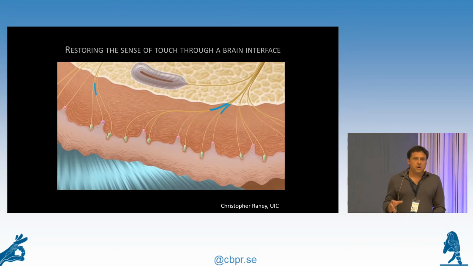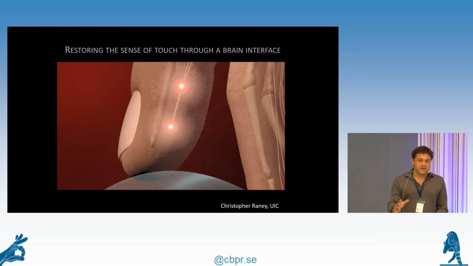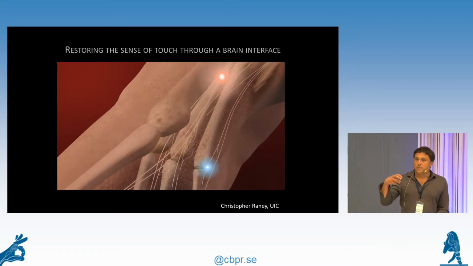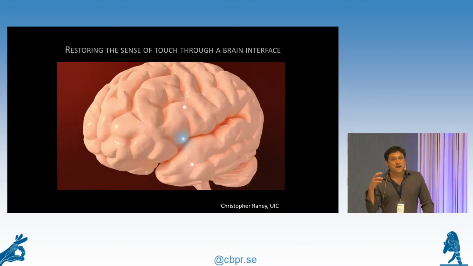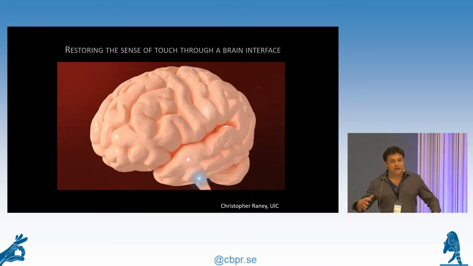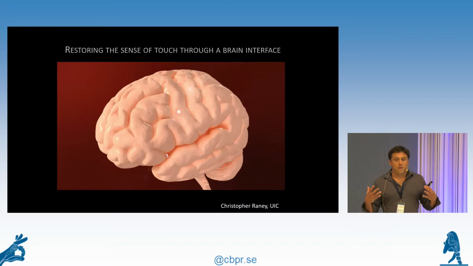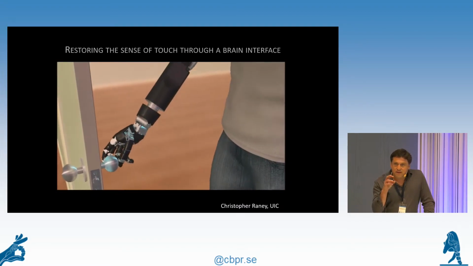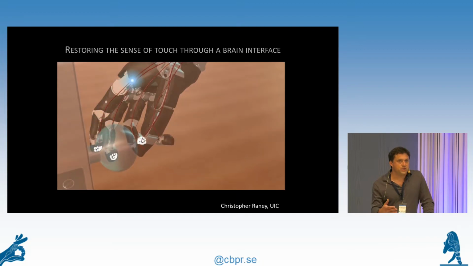The idea is when you're interacting with an object, the skin deforms. It produces a pattern of activity in nerve fibers that innervate the skin. And this activity travels up the arm and ultimately culminates in a pattern of activity in the somatosensory cortex. So this is the part of the brain that receives input from the whole body, right? And that pattern of activity in the somatosensory cortex depends on what you touch and how you touch it.